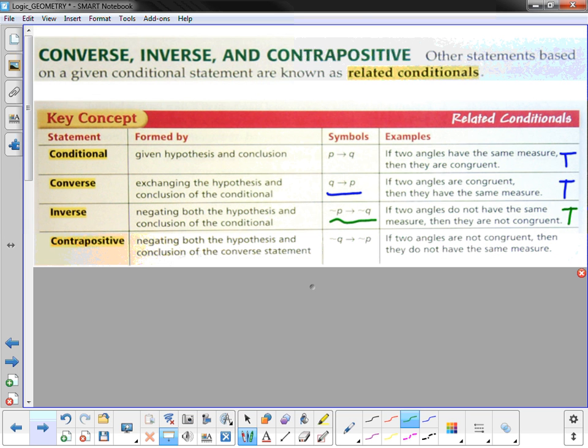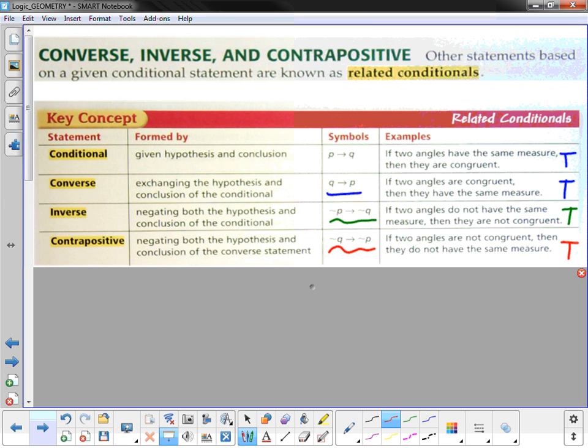Now, we have what we call a contrapositive, negating both the hypothesis and the conclusion of the converse statement. Or you can think of it as, okay, I'm going to negate the hypothesis and conclusion of the original statement, and then I'm going to do the converse of it. So what I'm getting is a not Q implies not P. So if two angles are not congruent, then they do not have the same measure. This happens to be true too.